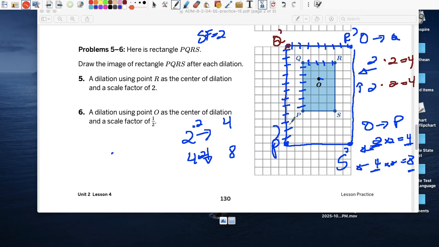Okay? The area does not get doubled. That's a completely different story. All right? But the dimensions and the distance get doubled.